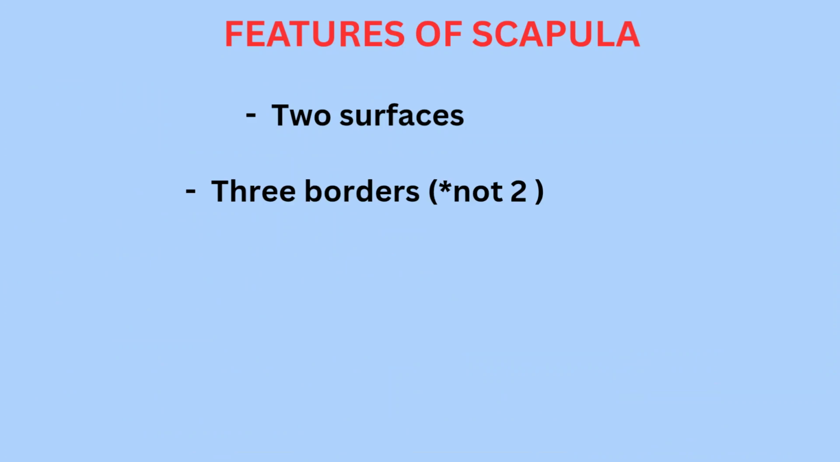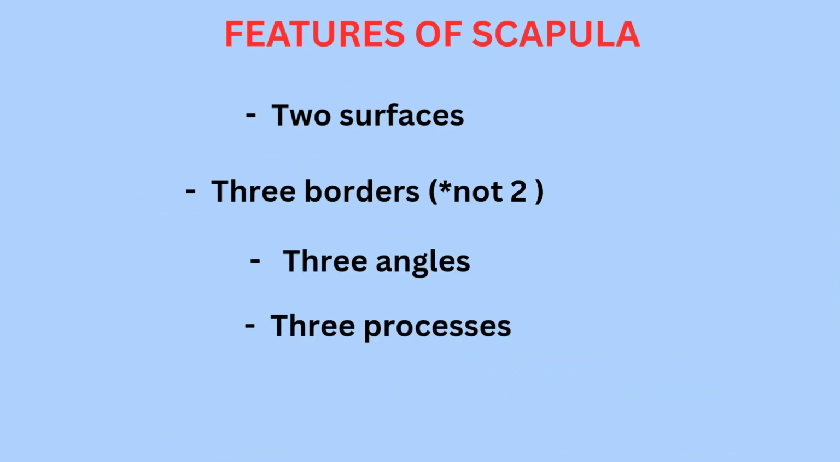Features of the scapula. The scapula has 2 surfaces, 2 borders, 3 angles, and 3 processes. Remember the 2-3-3-3 rule. This pattern is easy to remember. Now let's understand each one deeply.